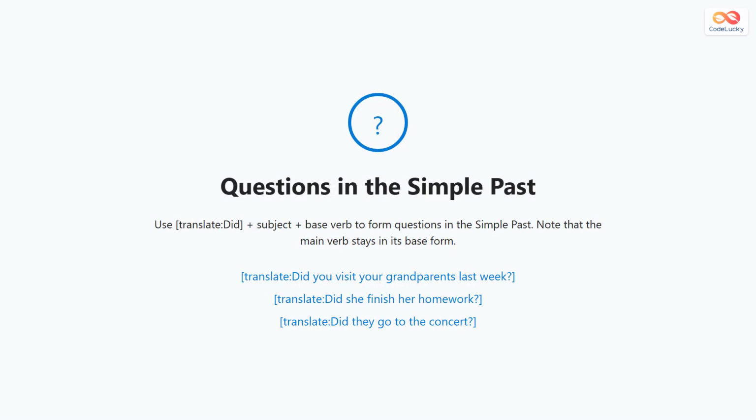To ask questions in the simple past, use did followed by the subject and the base form of the verb. The main verb always stays in its simple form. For example, did you visit your grandparents last week? Did she finish her homework? Did they go to the concert? All these questions refer to actions that happened in the past.